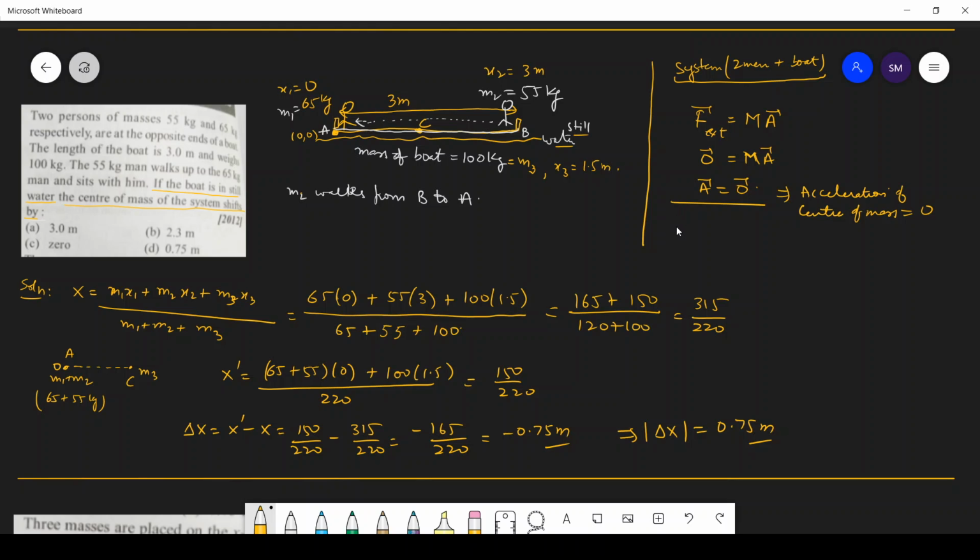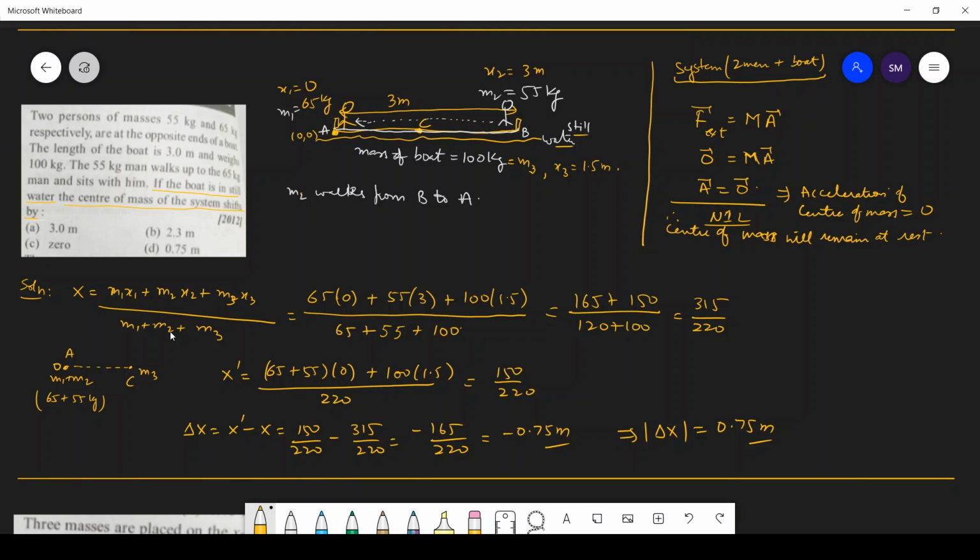Center of mass will remain at its own place. Center of mass will not move. This is Newton's first law. If external force is 0, then there will be no change in the state of the body. So if the body is at rest, it will remain at rest. So center of mass will remain at rest.